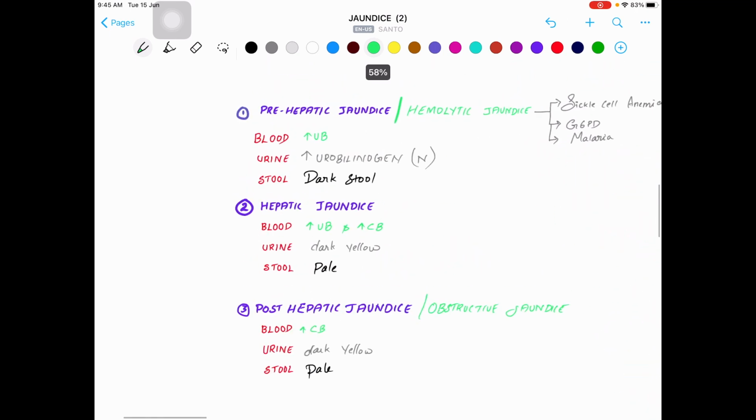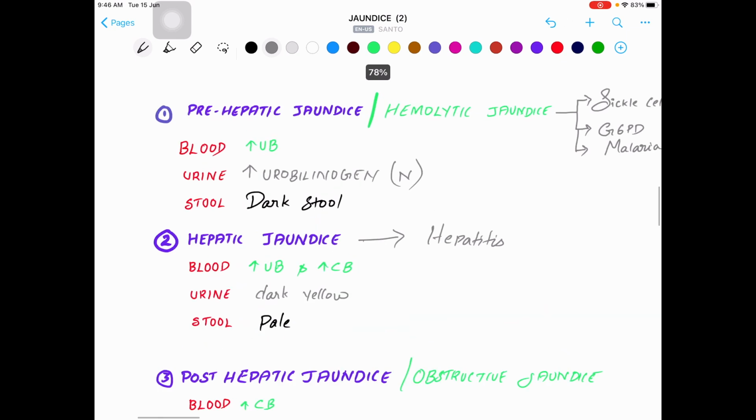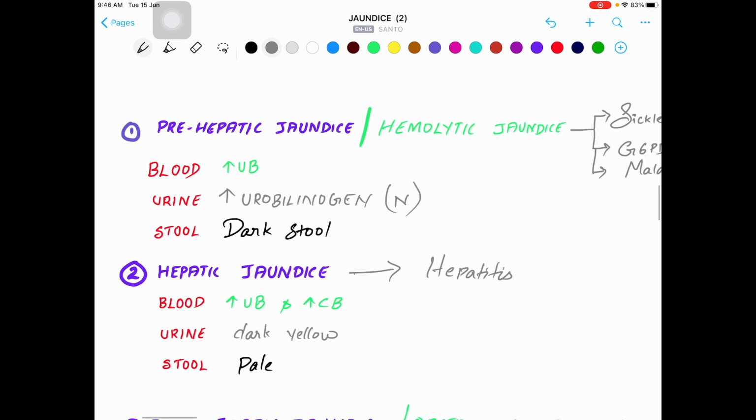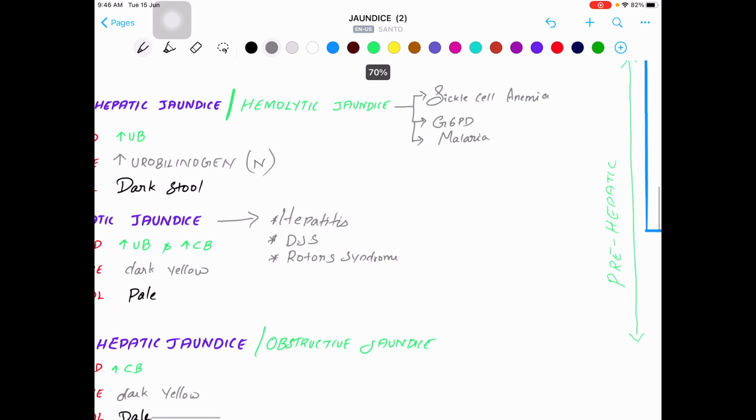Okay, we haven't talked about hepatic jaundice. This happens due to hepatitis, maybe alcohol induced, maybe viral induced. In hepatitis, hepatic jaundice occurs. There are a few genetic conditions like Dubin-Johnson syndrome, Rotor syndrome. So now let's discuss those genetic conditions.